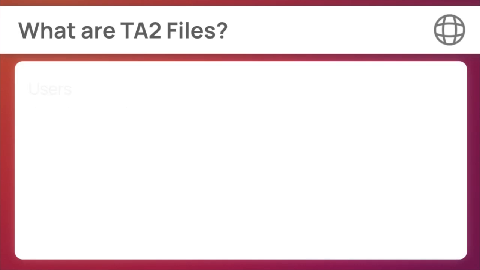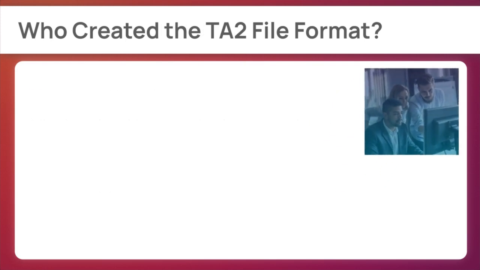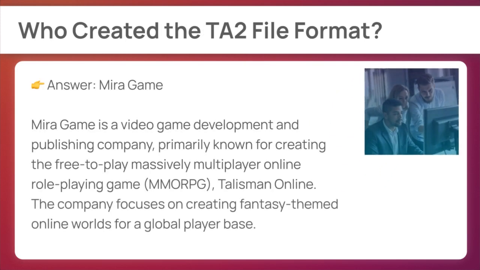Users encounter TA2 files within the installation directory of the MMORPG Talisman Online 2. These files are data archives containing essential game assets such as 3D models, textures, or map data. Players or modders search for this to extract resources, understand game mechanics, or attempt to create custom content.